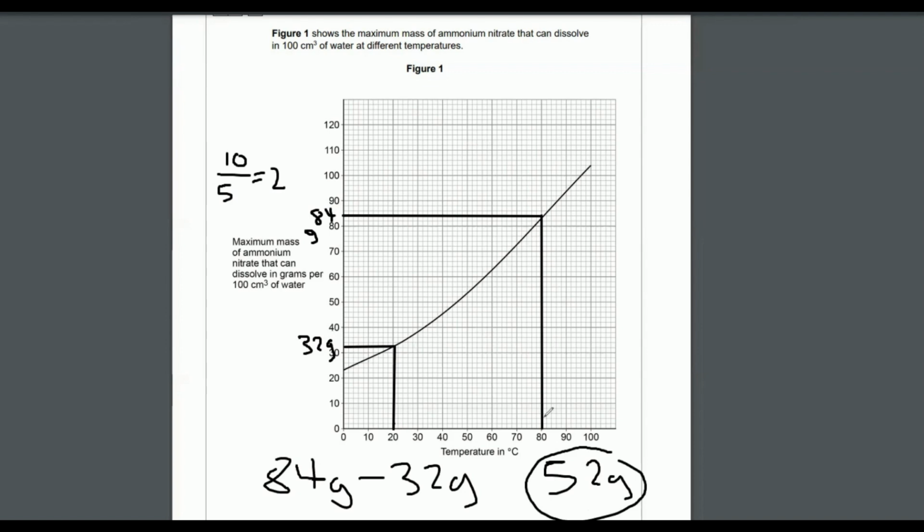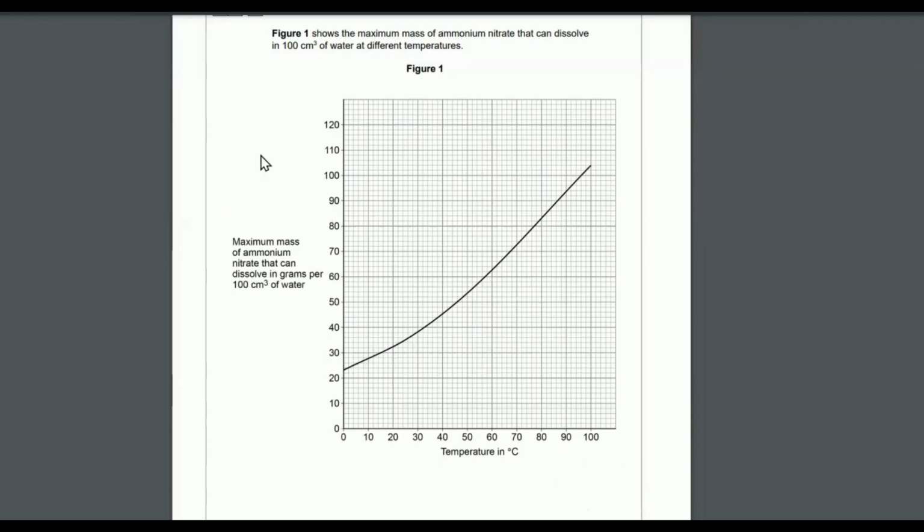This is a 3 marker. If they see that you've drawn lines up from here to there, and lines up from here to there, you're going to score a mark, even if you get the working out on other parts of the answer wrong. Okay, let's zing on. That was worth 3 marks. So we know the result here. The mass was 52 grams, the amount of ammonium nitrate crystals that formed out of the water when we cooled it to 20.